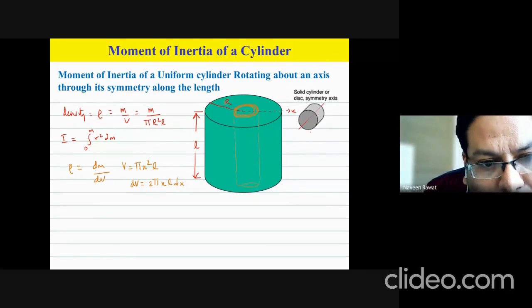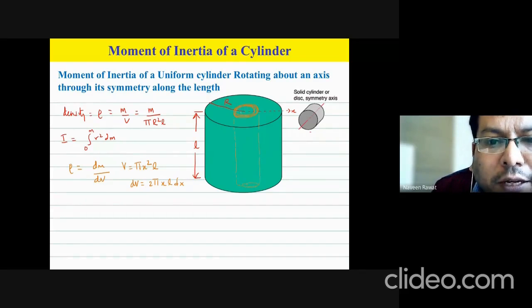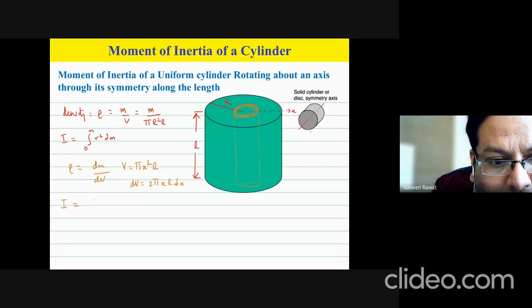Try to follow this step closely. L is the total length, a constant that doesn't change. Pi doesn't change. What is changing? x is changing. As I increase the value of x all the way from 0 to r, I end up creating this entire cylinder. So I am integrating from the center position O all the way to the radius R, as I go along this x-axis.